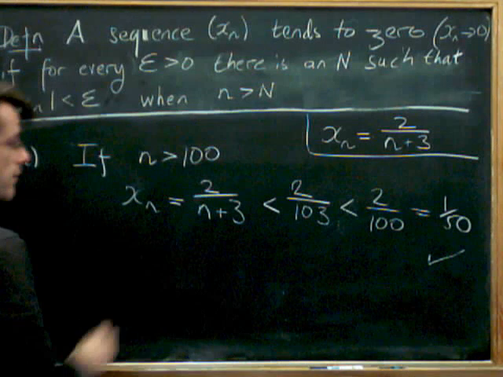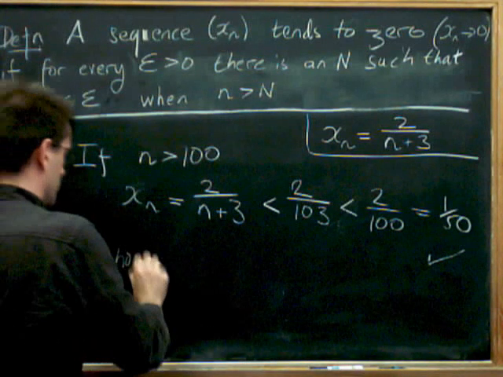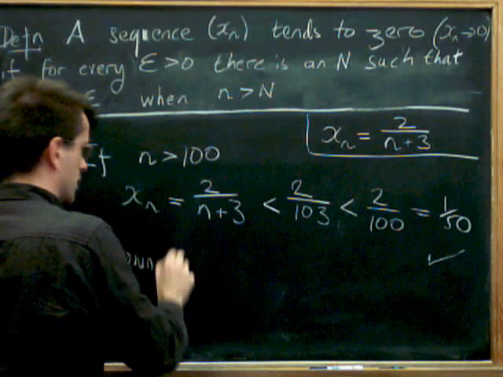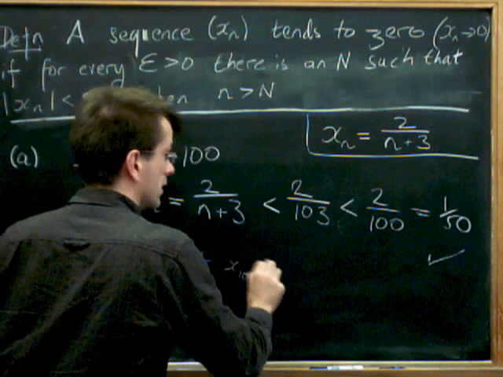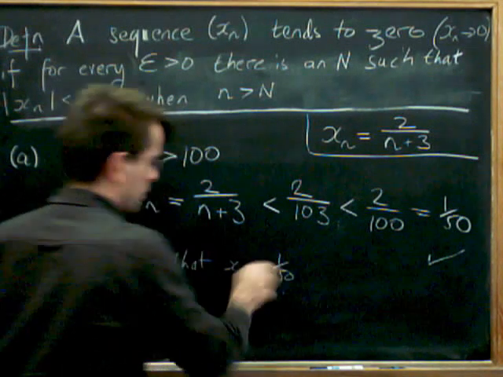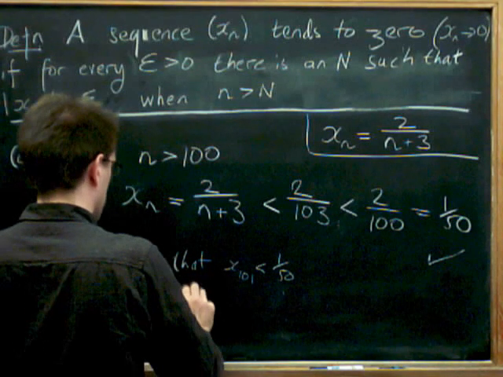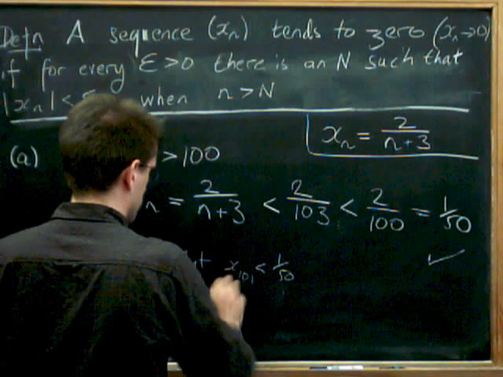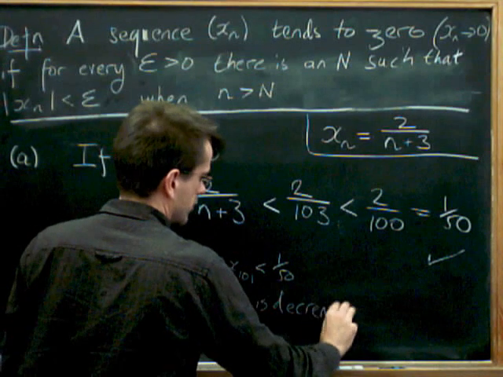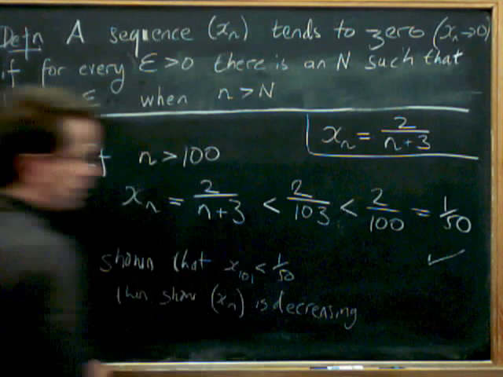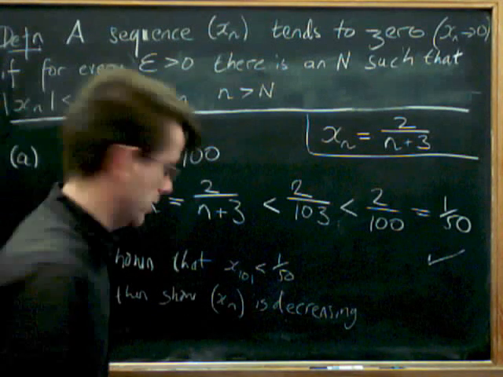Another way we could have shown this, I won't go into the details here, is to show that x101 is less than 1 over 50. You can actually work that out, and then show that xn is decreasing. So that would have been another way to attack this. But this gives you it all in one go. So either of those would have been fine.